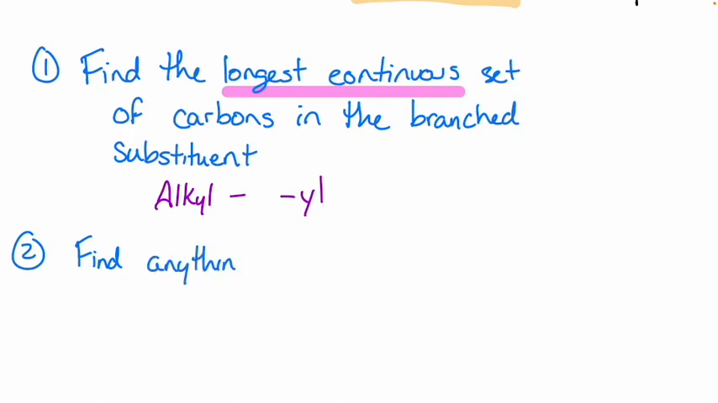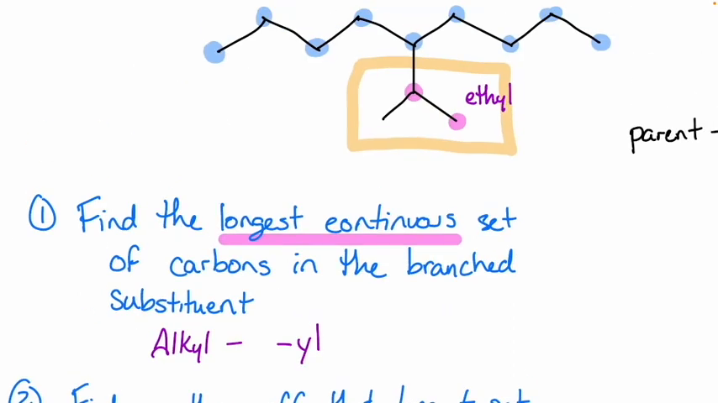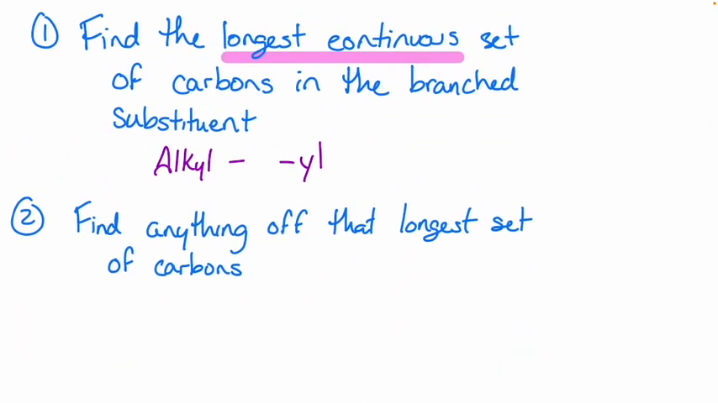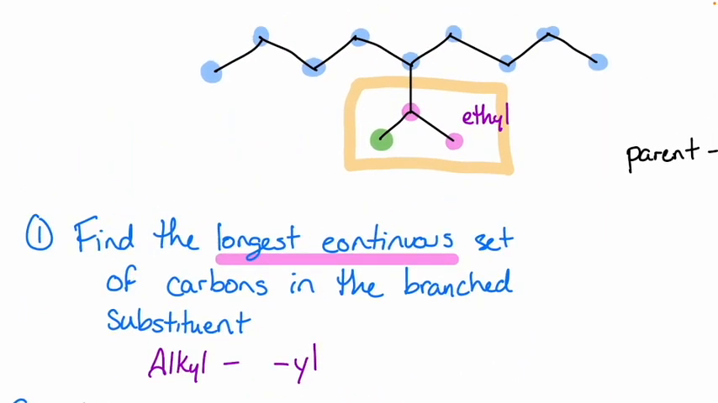Now we have to find anything off that longest continuous set. We'll color that in green here. That's this 1-carbon group. All right. And we're also going to keep that yl ending. So this would be a methyl.